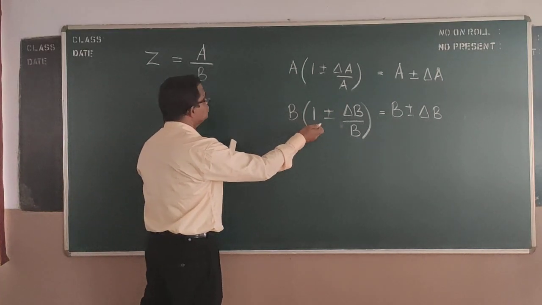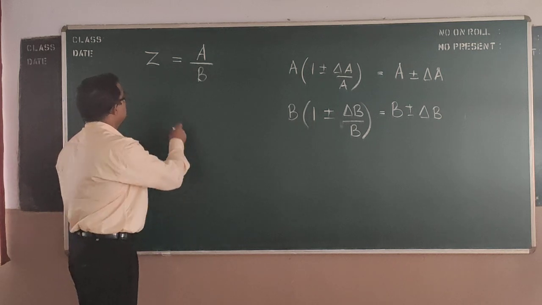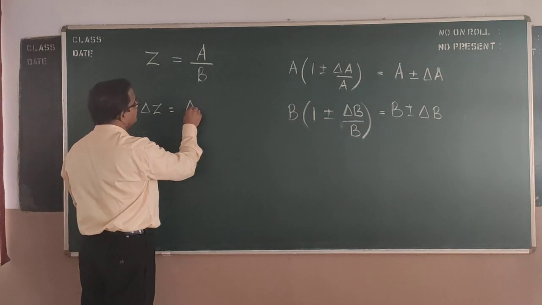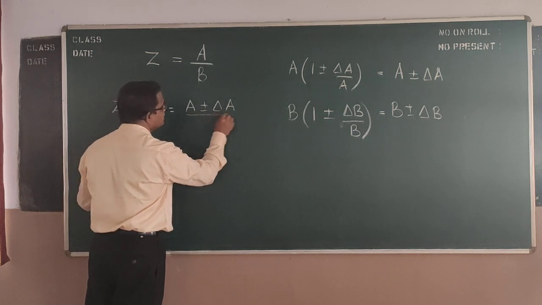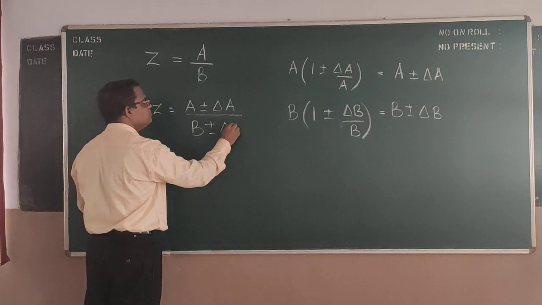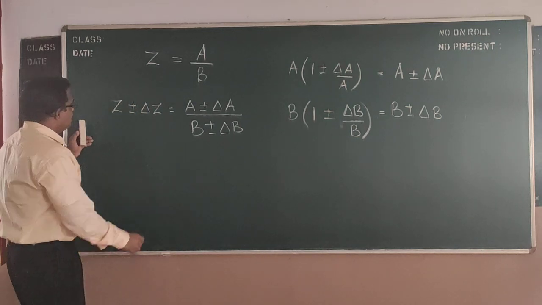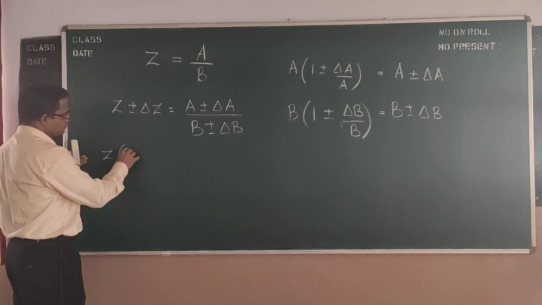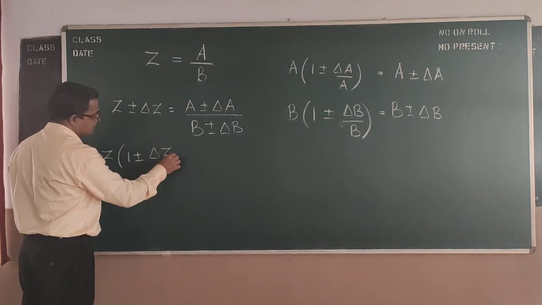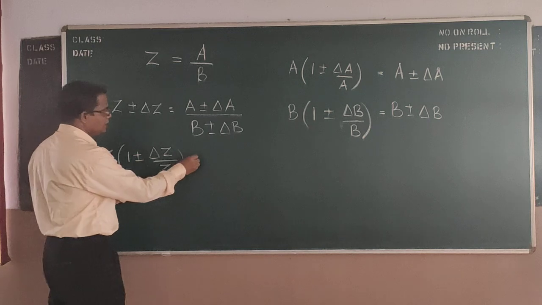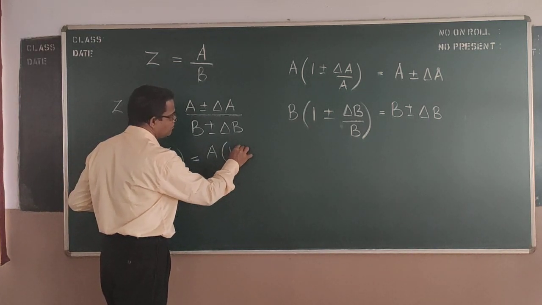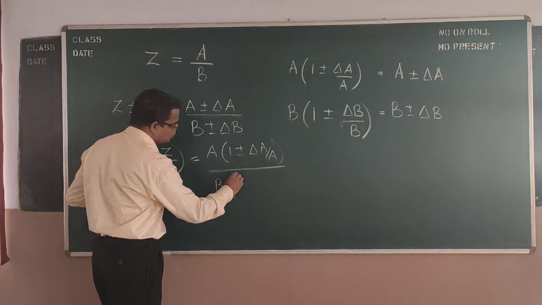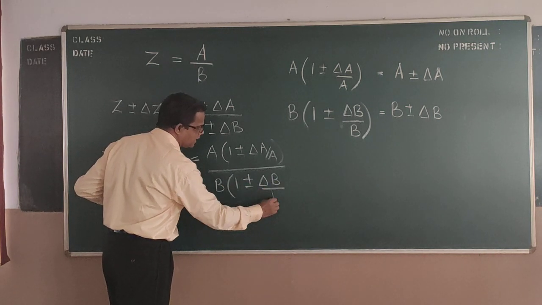Now I take these two results into this, and I will be getting Z plus or minus delta Z equal to A plus or minus delta A divided by B plus or minus delta B, and I rewrite it according to that procedure, that Z into 1 plus or minus delta Z by Z equal to A into 1 plus or minus delta A by A divided by B into 1 plus or minus delta B by B.